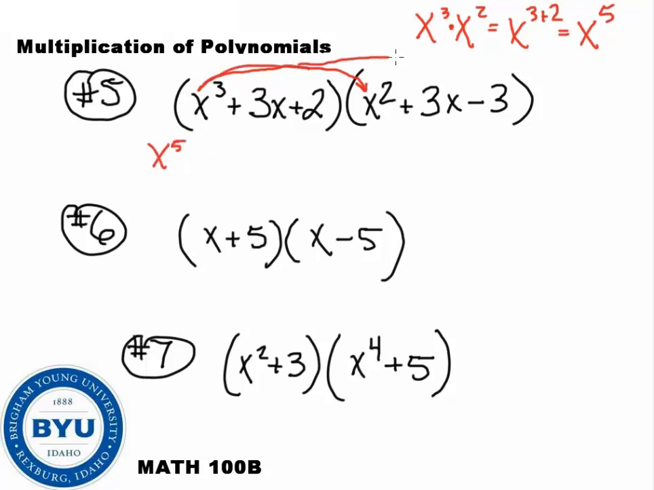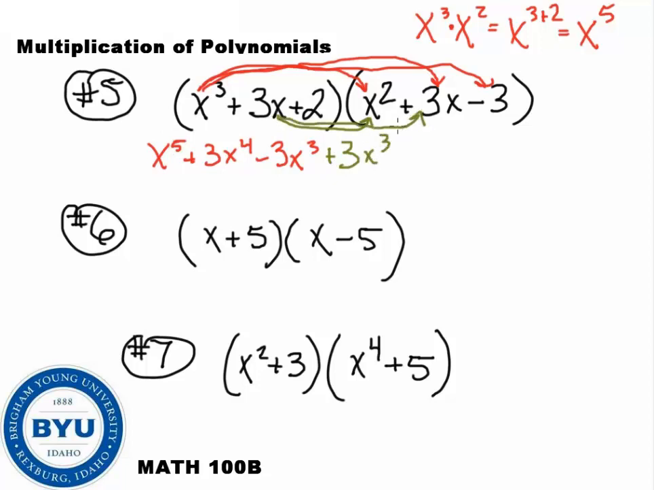Then this times this, which comes out to be plus 3x to the 4th, minus this times this, which would be minus 3x cubed. Okay, good so far? Then 3x times x squared comes out to be 3x cubed. Then 3x times 3x, which comes out to be 9x squared. And then 3x times negative 3 is minus 9x. Okay, good so far?